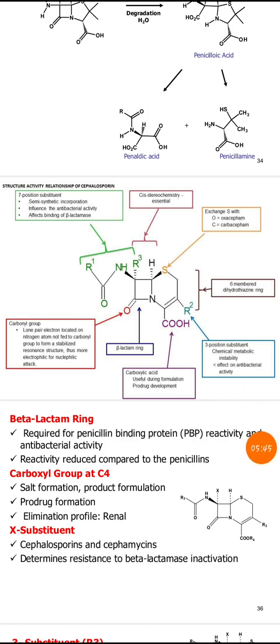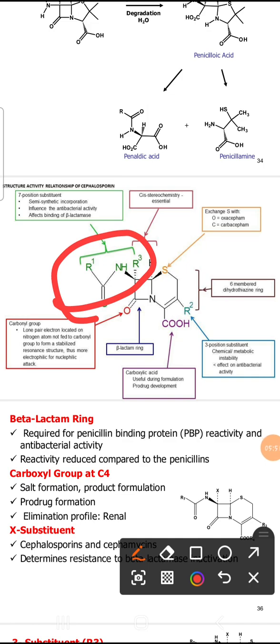Cephalosporins also have the acyl side chain, or acylamino side chain, the green one. That is also very important for semi-synthetic incorporation. Newer cephalosporins may differ from each other by this group, in addition to the 3 position. The 3 position is also important for newer derivatives and semi-synthetic forms.